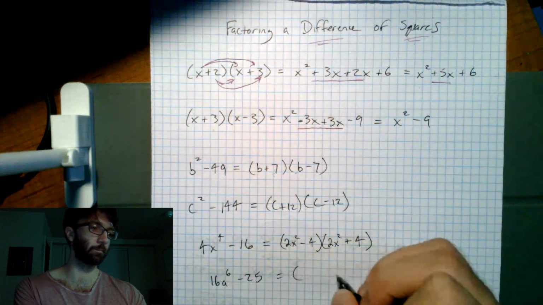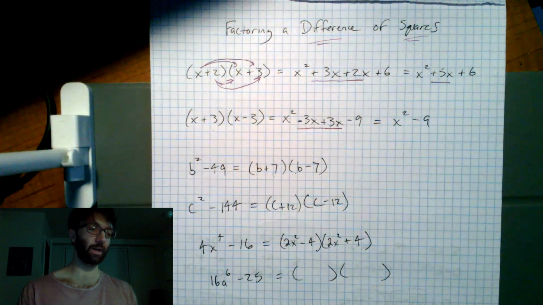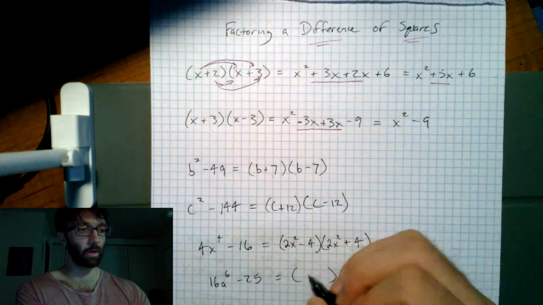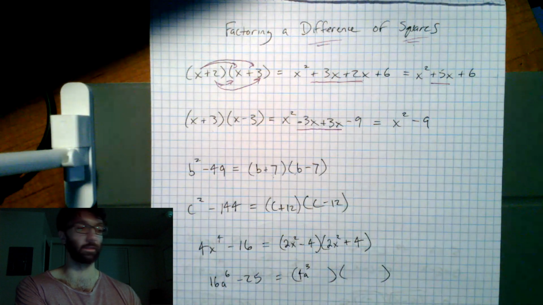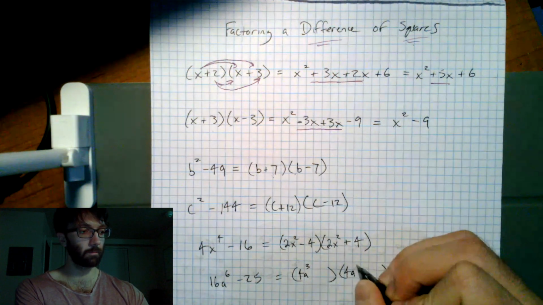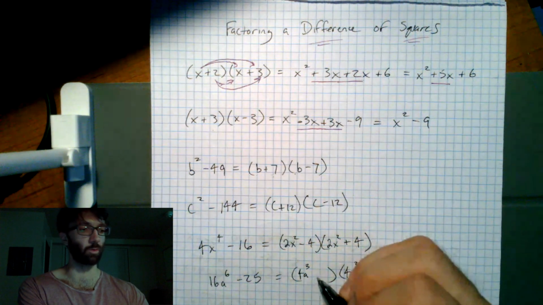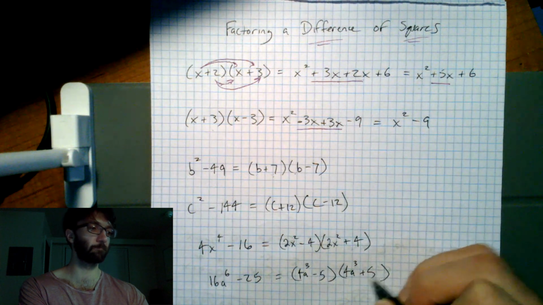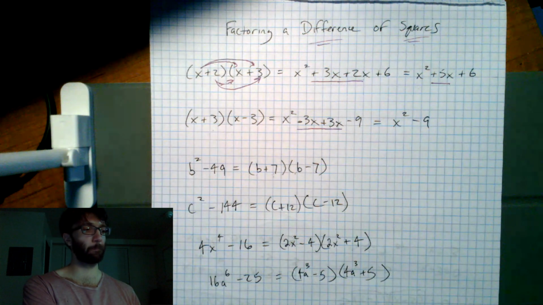Okay, let's say we had 16a to the 6th minus 25. Well, I know this is a perfect square because I know 4a to the 3rd times itself gives me 16a to the 6th. And so I will put that in each set of parentheses. And then the square root of 25 is of course 5, so I will do 1 with minus 5 and 1 with plus 5. Alright, and that's all there is to this one.